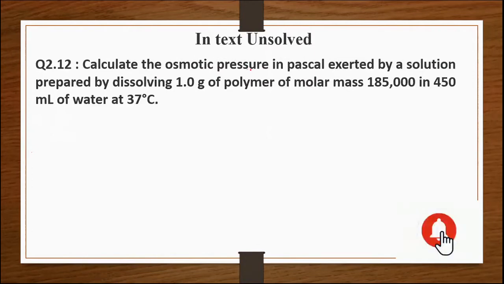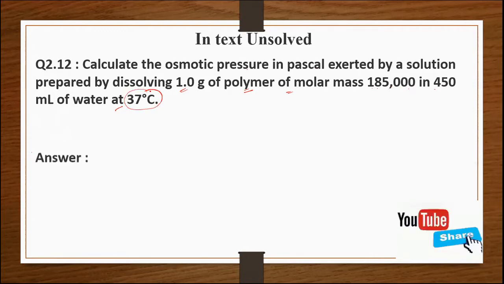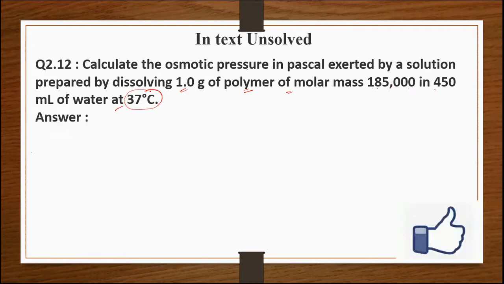Calculate the osmotic pressure in Pascal exerted by a solution prepared by dissolving 1 gram of polymer of molar mass 185,000 in 450 ml of water at 37 degree Celsius. Now we proceed to answer this question.